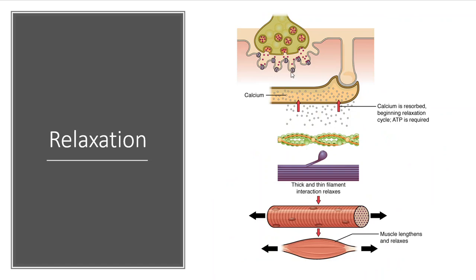Okay, once the action potential is over, this acetylcholine is going to be released from the receptors. It's either going to be taken back up here or it's going to be deactivated by a chemical that is floating around called acetylcholine esterase. But once it's over, calcium is going to be reabsorbed back into the SR, and once it dissociates from the troponin, the tropomyosin will be caused to cover the actin binding sites. Basically, the muscle is going to relax and get longer.